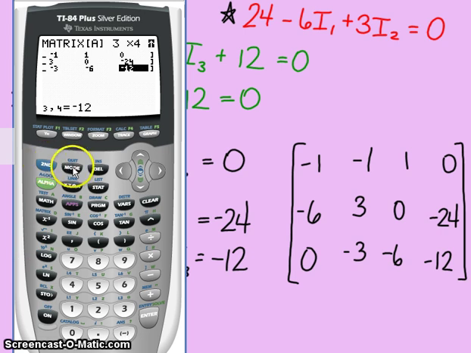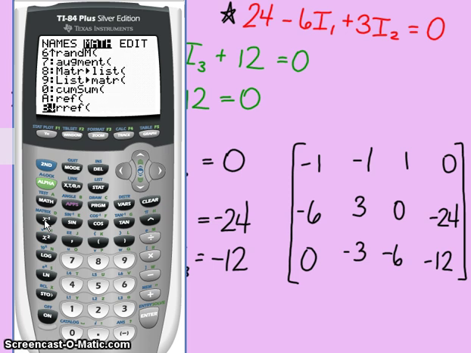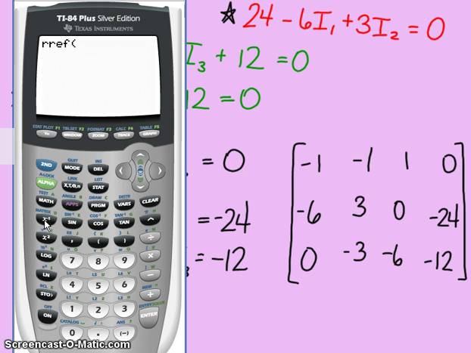Once you have that all plugged in, you can say second quit. And then you're doing some matrix math. Second matrix. Over to math. Keep going all the way down until you see RREF. It's letter B on the list. Hit enter. And then again, second matrix. I put mine in matrix A. So when A is highlighted, I'll hit enter and then enter again. If you plugged everything in correctly, you should get 1s across the diagonal and 0s everywhere else. And then your last column should have values. The first value is I1, second value is I2, third value is I3. So those are your values.